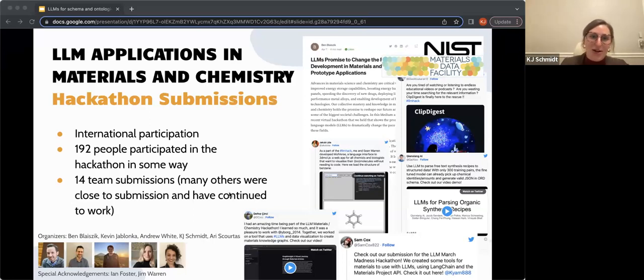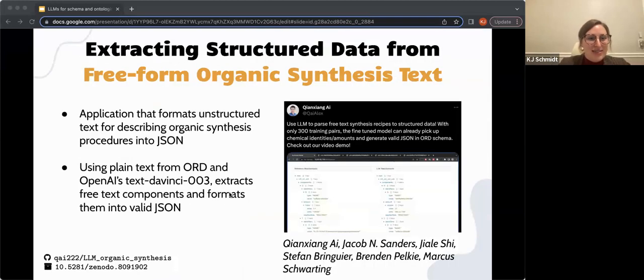I have a bunch of screenshots there on the right, but I wanted to highlight three projects that I thought were really great applications for schemas and ontologies in materials and chemistry. This first project is extracting structured data from free-form organic synthesis text. This is an application that formats unstructured text describing organic synthesis procedures into JSON. It uses plain text from the Open Reaction Database and an LLM from OpenAI, and it extracts free text components and formats them into valid JSON.